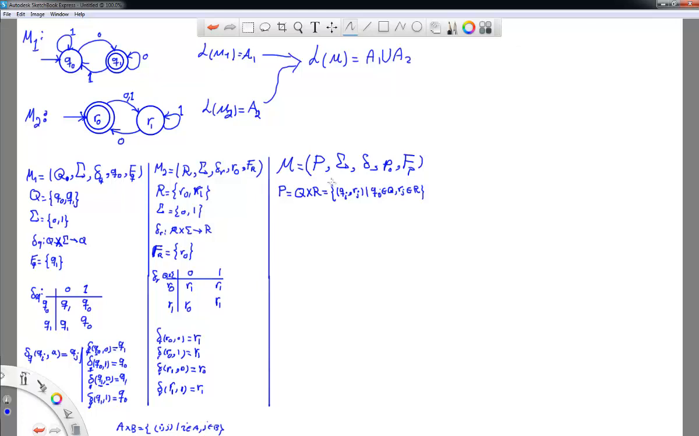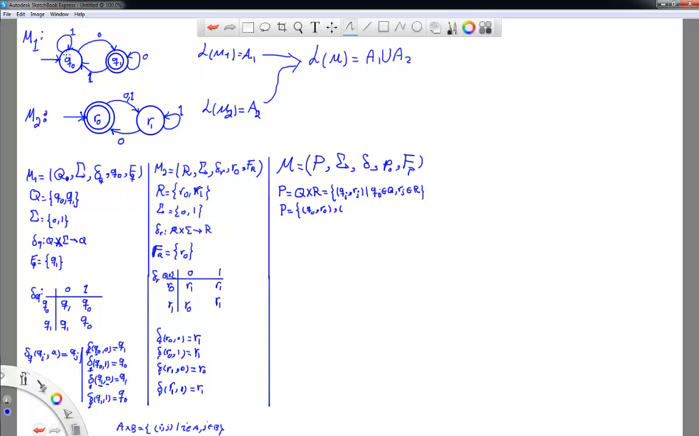So I create a state that represents each pair of the states of my machines, so I would have access to all of the possibilities. Now if I do this, then my set of states is going to be in the form of ordered pairs. For example, the first element would be the first element from Q sub 0 and the first element from R. So it's going to be Q sub 0, comma, R sub 0.